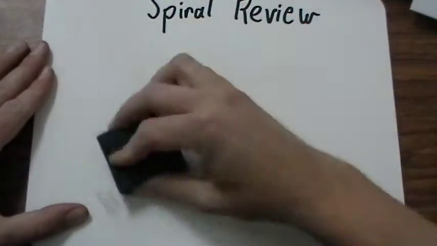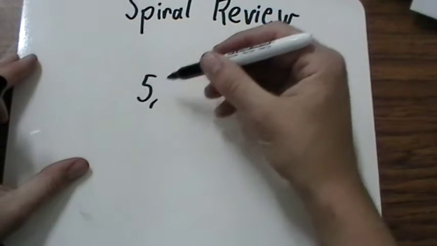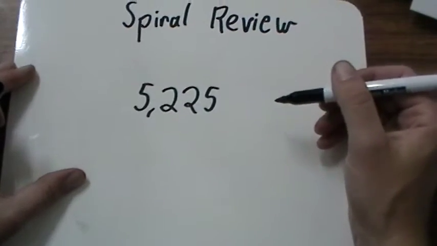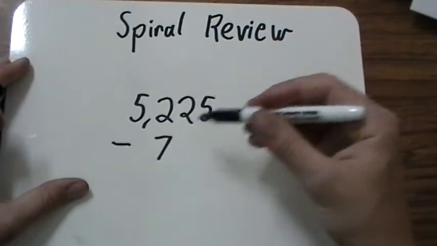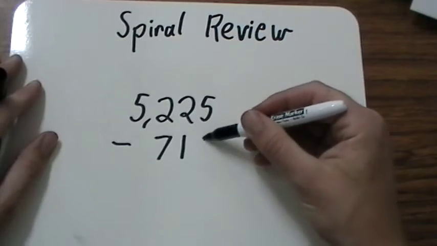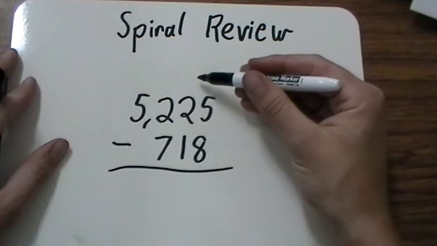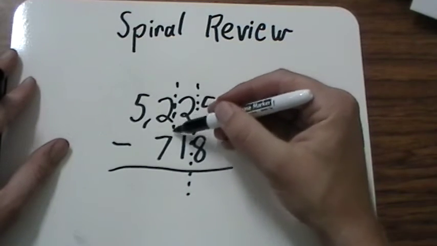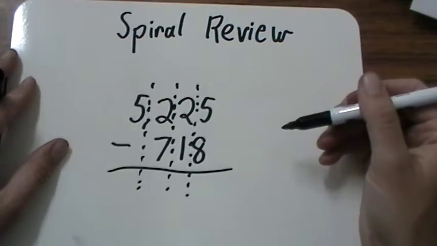All right, now let's take a look at another review operation problem. Let's say 5,225, and we're going to be subtracting 718. Again, what I want you to imagine is that there is like a dotted line separating each place value into columns, okay?